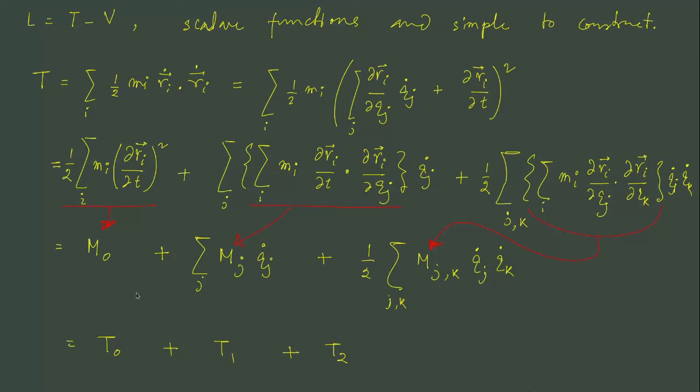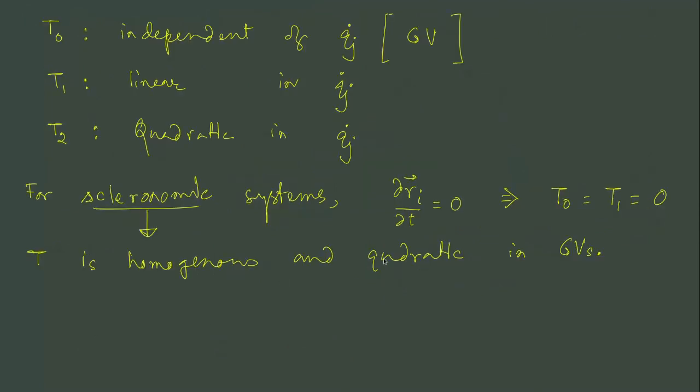So we call them kinetic energy of three types, T0, T1, T2, depending on what power of generalized velocity appears in that term. T0 is independent of generalized velocity, T1 is linear, T2 is quadratic. For a scleronomic system, and many of our systems are scleronomic, where constraints do not depend on time, ∂Ri/∂t is 0. So T0 and T1 vanish. So T is homogeneous and quadratic in generalized velocity. So it's a positive number.